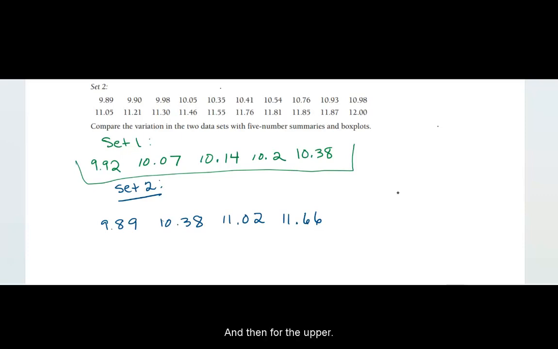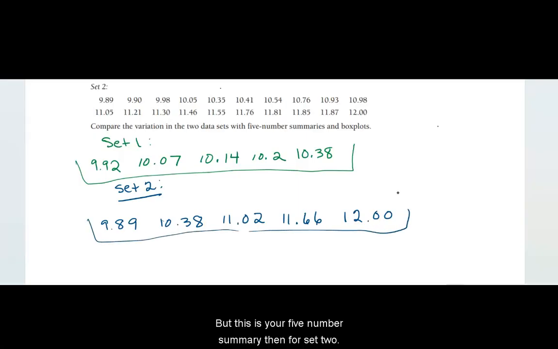And then for the highest number, that would have just been 12. If we're going to be consistent with how we write it, I'll just say 12.00. But this is your 5-number summary then for set 2. All right, that ends our section and it ends our whole unit.